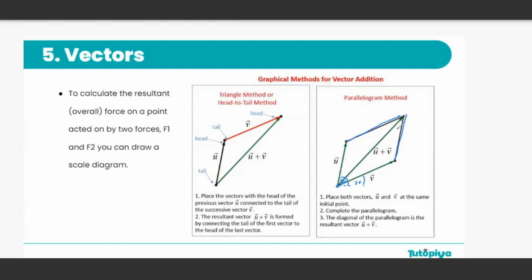The arrowhead for that diagonal has to be away from the initial point, and if you measure the length of this resultant line, you will get the magnitude of the resultant force. To get that, you have to draw this diagram to scale, V being 6 centimeters and U being 5 centimeters.